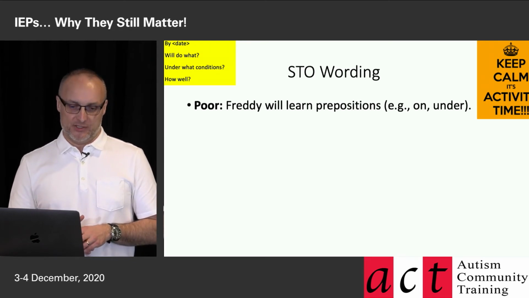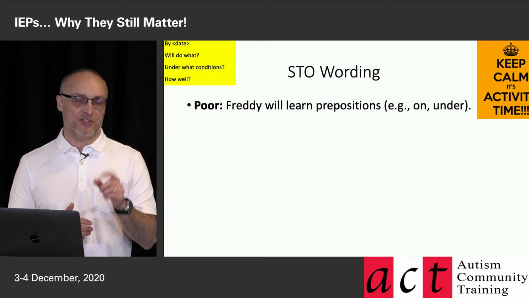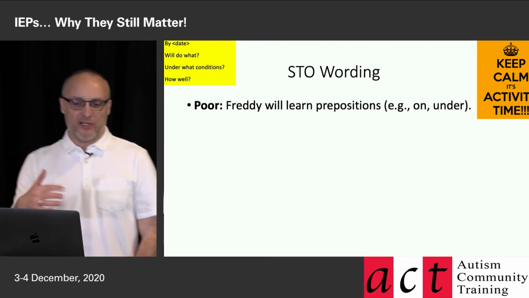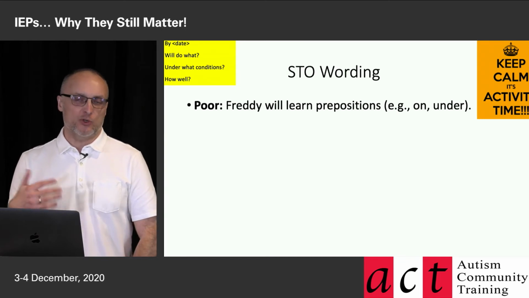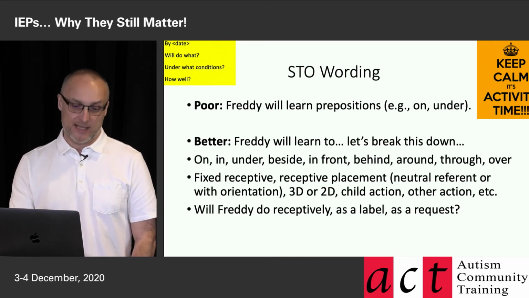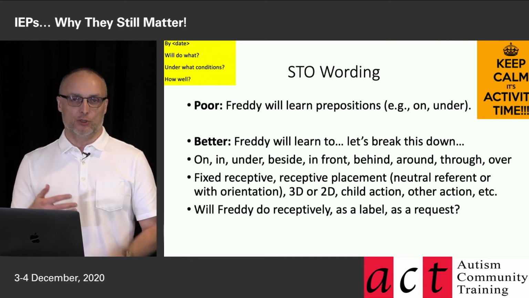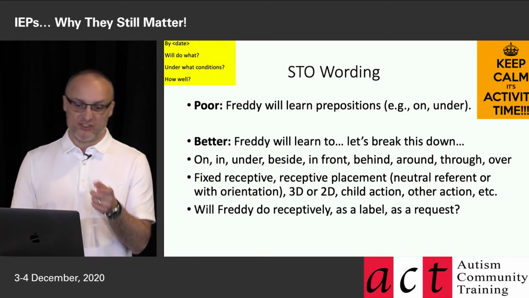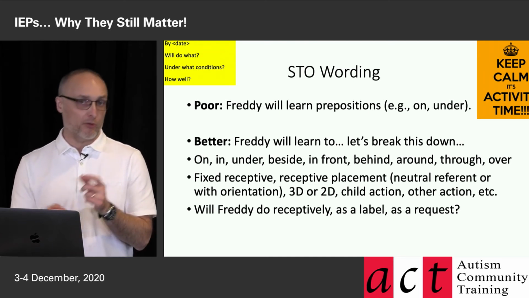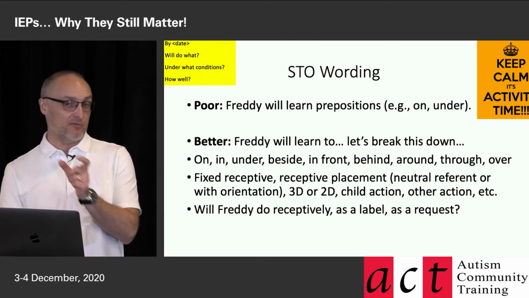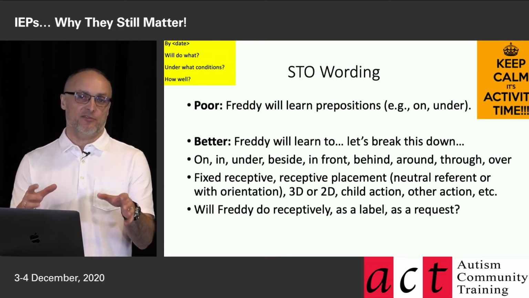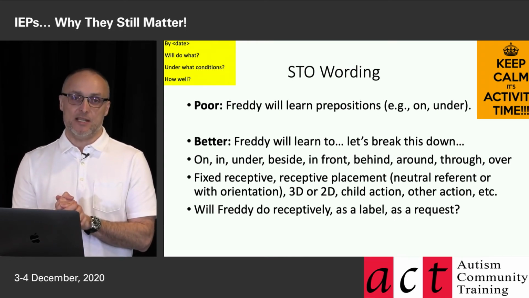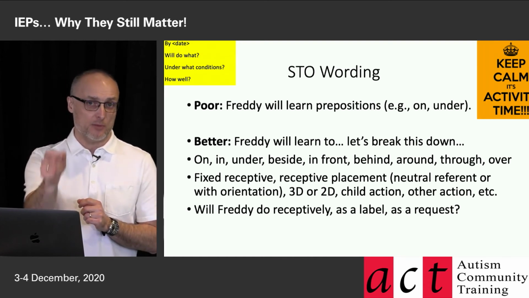Freddie will learn prepositions, and I talked a little bit about prepositions yesterday, right? Those are location words like on and under. And again, Freddie will learn prepositions doesn't tell me which prepositions under which context. So this needs some more discussion. Is he going to learn on, in, under, beside, in front, behind, around, through, and over? Are there other prepositions or just a subset of those? Is he identifying these in fixed arrangements where he just points to the preposition when he hears it? Is he hearing a preposition and then placing an object?